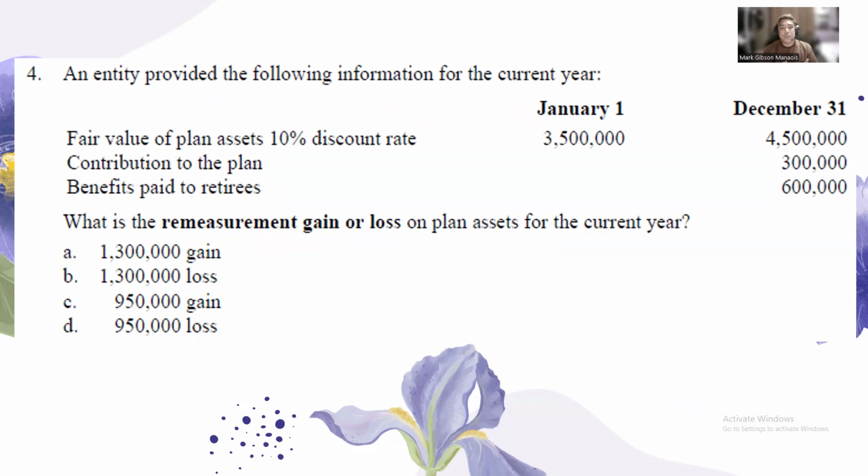Ito class, problem number 4. What is the remeasurement gain or loss on plan assets? No? Tignan natin to class, ha? An entity provided the following information for the current year. No? So we have fair value of plan assets. Ayan na, binigay na sa atin yung discount rate. Beginning balance is 3.5, ending is 4.5. No? So parang ito, binigay na agad sa yung ending. Contribution to the plan, so we have 300,000 and the benefits paid to retirees, 600,000.